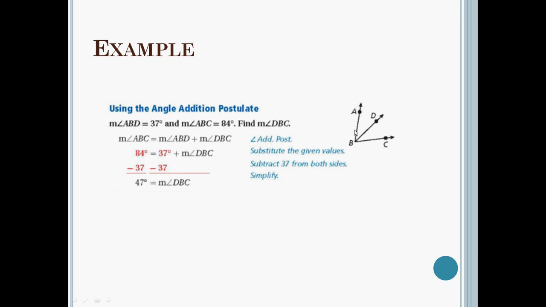Well, we know that ABD plus DBC equals the entire angle because they're connected. So we make an equation. The entire angle is 84 degrees. We know that this is equal to the 37 degrees of ABD plus DBC. We don't know what DBC is, so we simply write measure of that angle. We subtract the 37 from both sides, and then we come up with an answer. Measure of angle DBC is equal to 47 degrees.